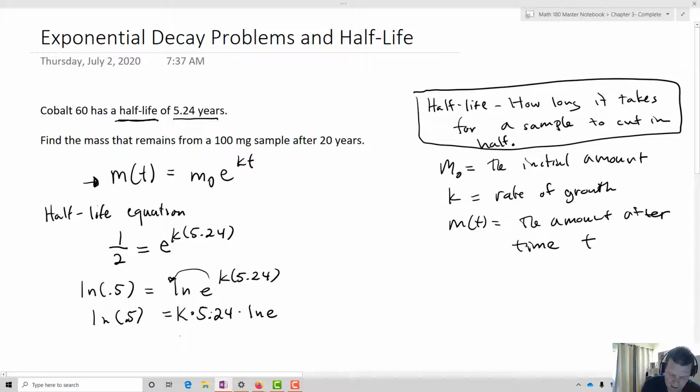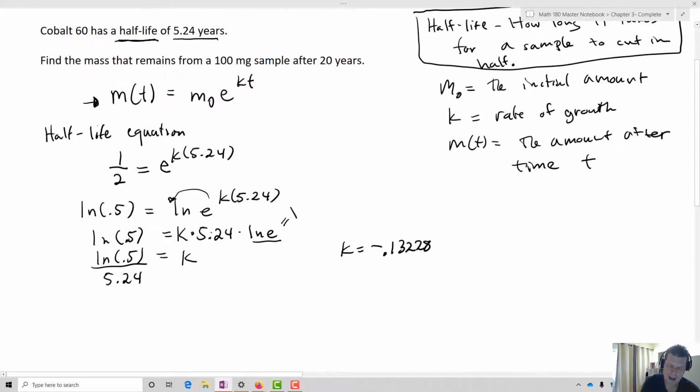Natural log of e, if you remember, equals 1. So k equals the natural log of 0.5 divided by 5.24. So k ends up equaling negative 0.13228. Our equation for our sample is now m of t equals 100, because that's our initial amount, times e to the negative 0.13228 t.